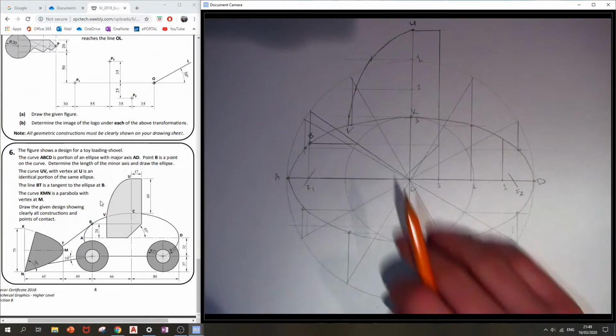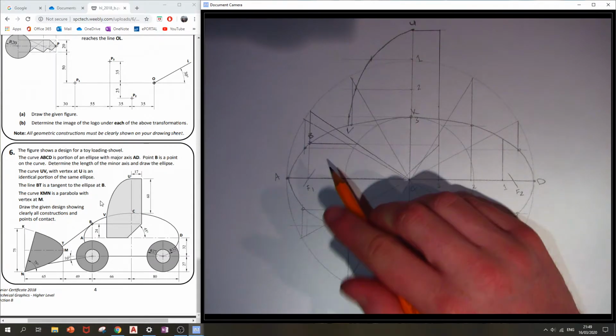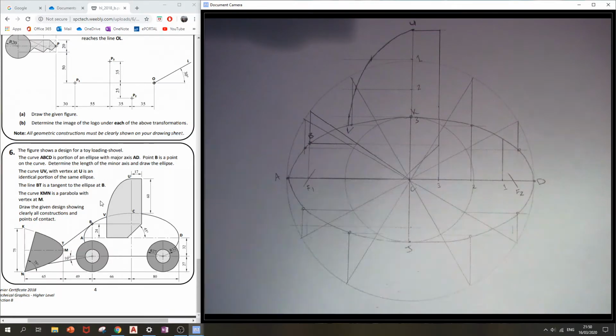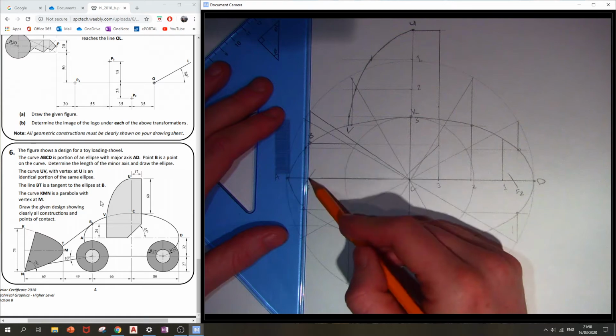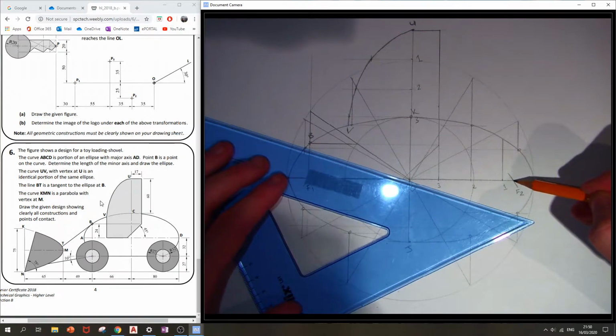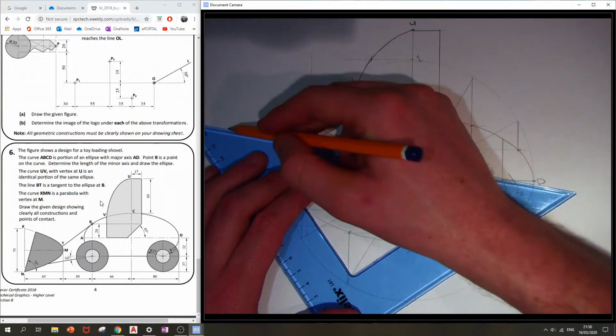Now if I want to draw a tangent to an ellipse from a point on the curve, we're focusing here on point B, but this is the same principle for any point on the curve. What I'm going to do is join one focal point up to B and extend the line through it. Then I'm going from the second focal point and draw a line and extend it through that.